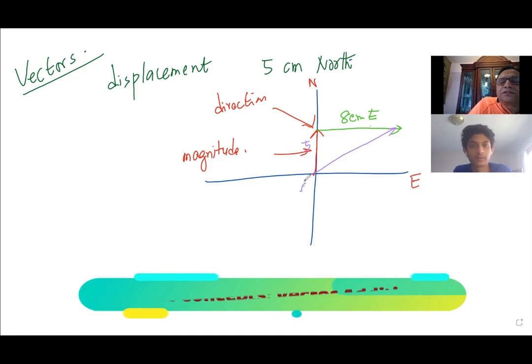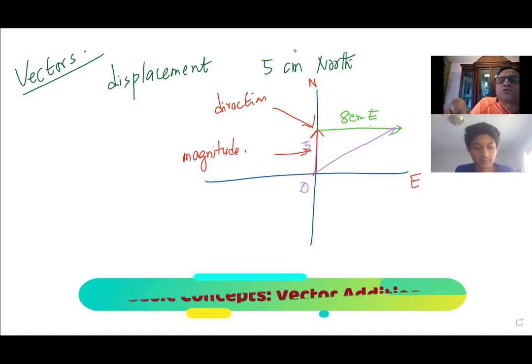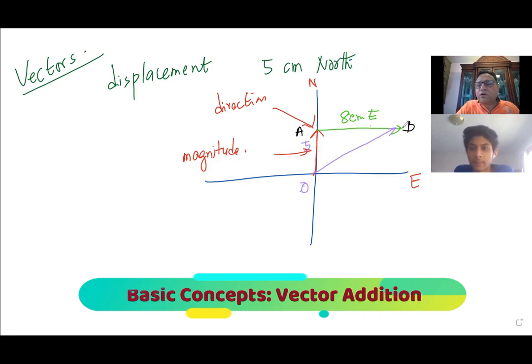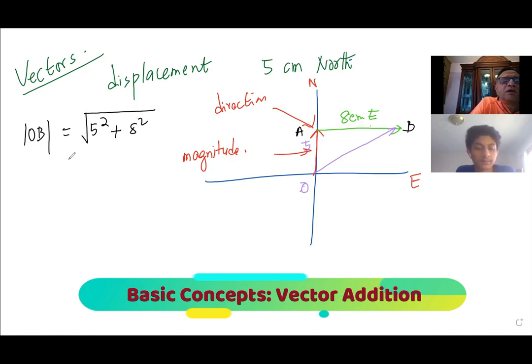Let's say the object starts from O, goes to the position A and then finally to B. It reaches B, and we know this O to B is your final displacement. So what is the magnitude of OB? The magnitude of OB would be the square root of 5 squared plus 8 squared, which is 25 plus 64. Square root of 89, correct?